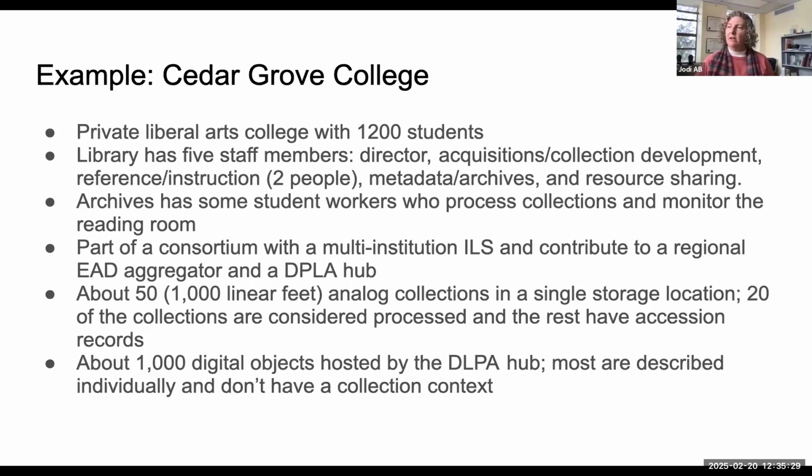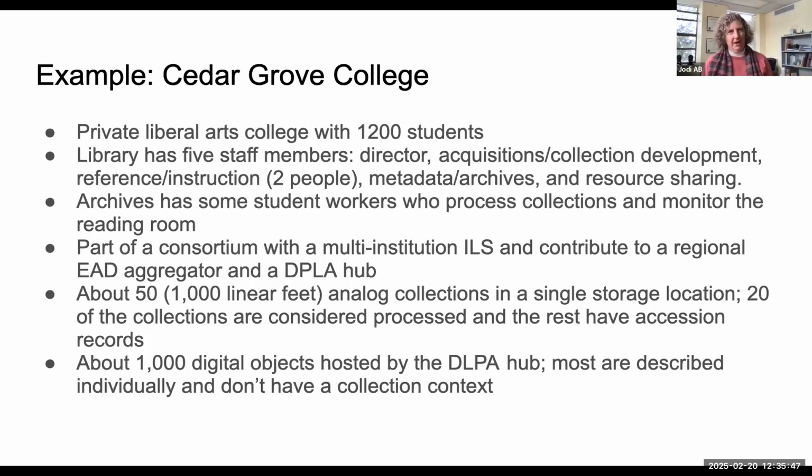About 50 analog collections in a single storage location, and 20 of the collections are considered processed. Then they've got 1,000 digital objects in the DPLA hub. Most of those are described individually and don't have a collection context.